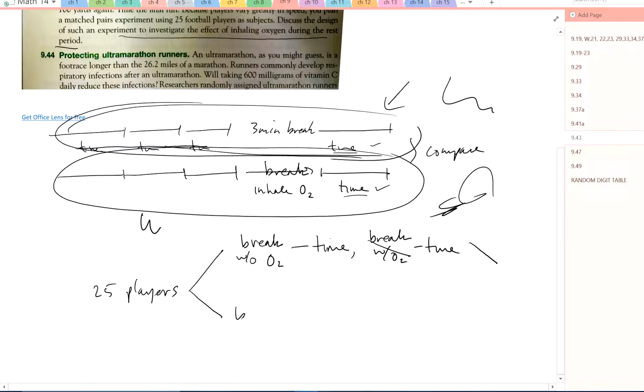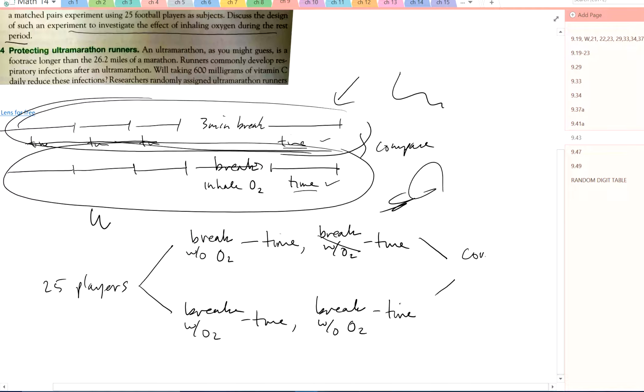and the other one's going to do the break with oxygen, time, and then the break without oxygen, and then time the run. And what we're going to do is compare their individual differences.